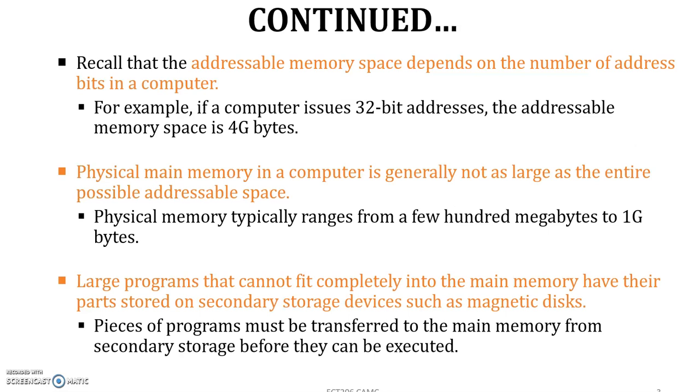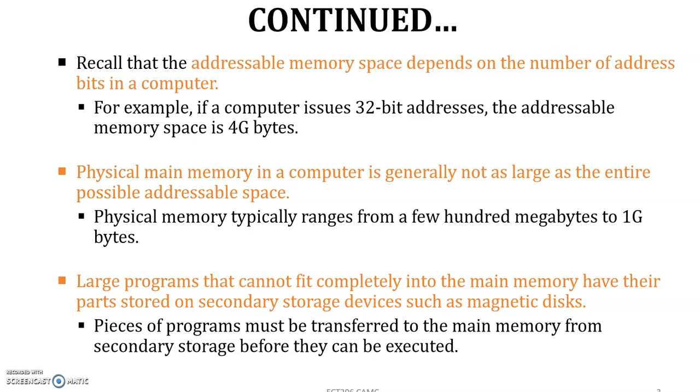All of you know that the addressable memory space depends on the number of address bits in a computer. For example, if a computer issues 32-bit addresses, the addressable memory space is 4 gigabytes. 2 raised to 32 gives 4 gigabytes of addressable memory space. The physical main memory in a computer is generally not as large as the entire possible addressable space. The physical memory typically ranges from a few hundred megabytes to 1 GB.